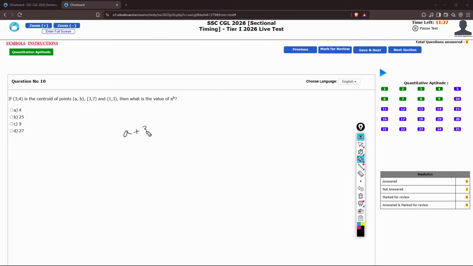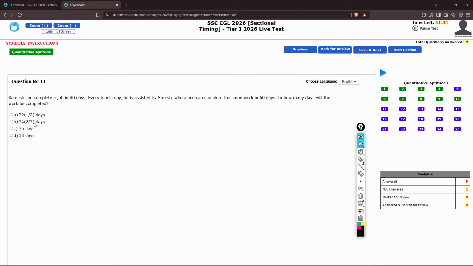So a plus 3 plus 1 by what? By 3 equal to 3. So 9, 4. So a equal to 5. So only this.